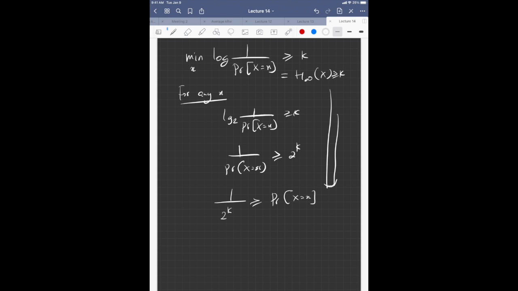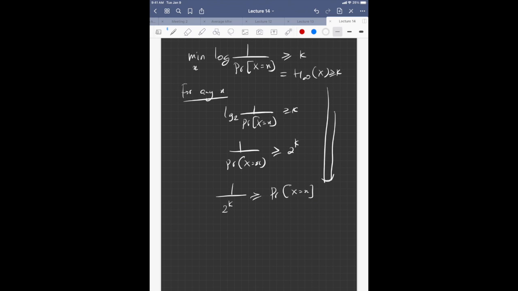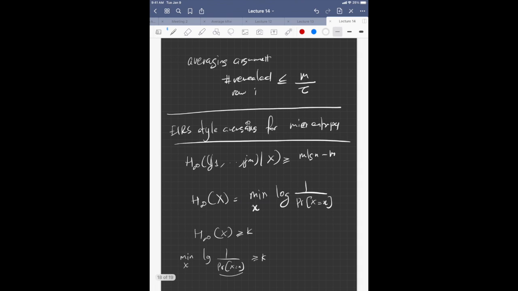Okay, so this is what the min entropy guarantee means. In here we know that the min entropy is at least this much. And then we want to say that, so let me erase this part.